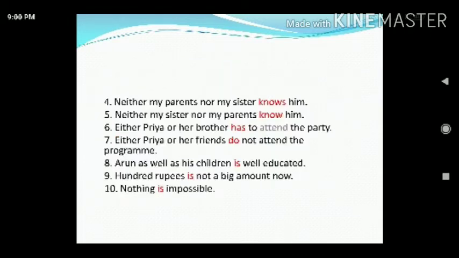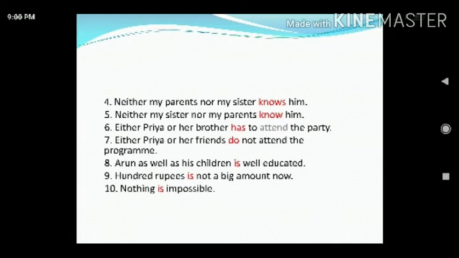Fourth one is neither my parents nor my sister knows him. Here the subject is a compound one combined by neither nor. In this case, we have to give preference to the second subject, that is the subject near to the verb. Here the second subject is singular, so we used a singular verb knows. Fifth one, neither my sister nor my parents know him. Here the second subject is plural, so the verb is plural.